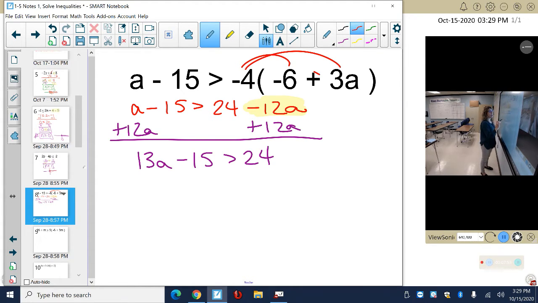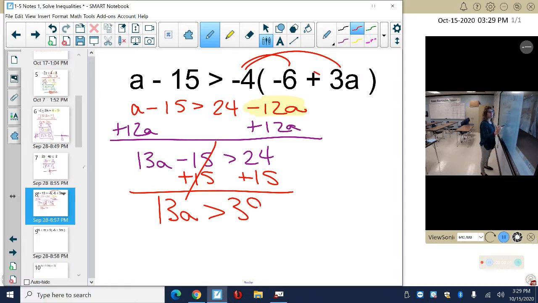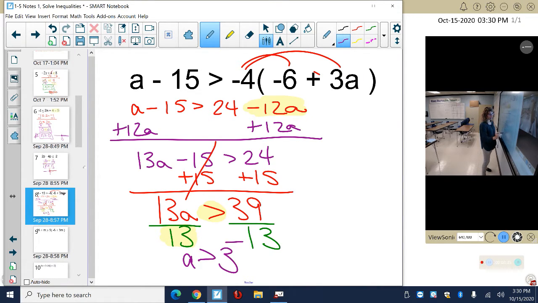Now I need to go ahead and add 15 to both sides. So working from left to right, the 15s cancel out, and this gives me a 39. So again, I'm solving for a. I divide by the 13. I did not divide by a negative. See, right here. I divided by a positive 13, which means I'm going to go ahead and keep the sign, and that's going to be a is greater than 3.